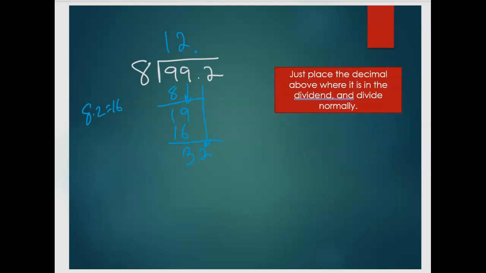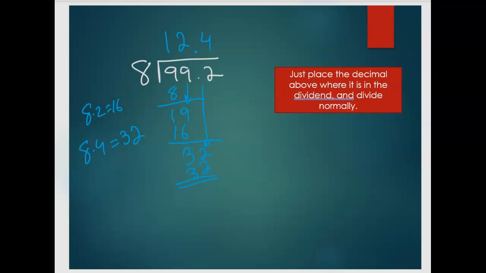8 fits into 32. How many times? 4 times, I think, right? Because 8 times 4 is 32 exactly. And so I'll just put my 4 there. 4 times 8, 32. And I'm done with no remainders.